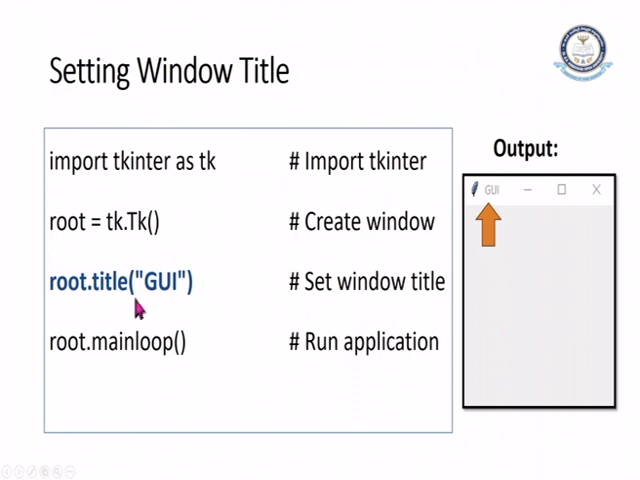Then this is the important part which is highlighted in blue color. root dot title. Root is the object name for the Tk class. Title is a method, and with the help of that method we can set the title. By the name also you can understand, title is a method name that is used to set a required title for the created root window. After that, main loop is compulsory. Let me repeat the important points: import, create root window, title, main loop. Main loop and import are compulsory for every GUI programming.